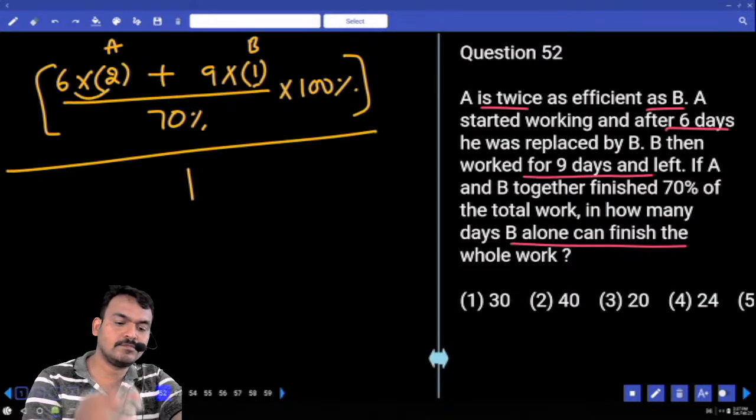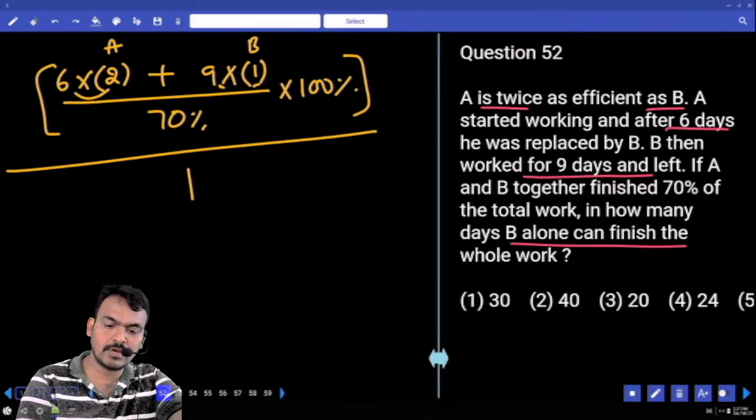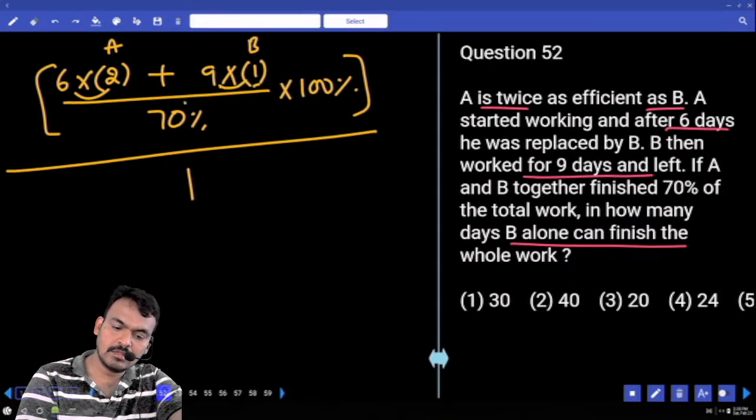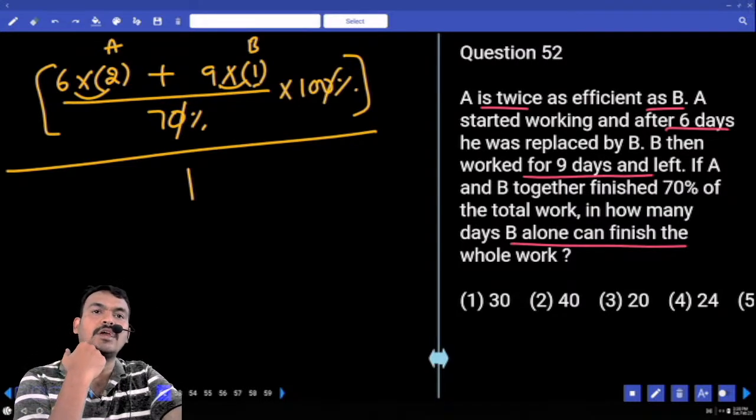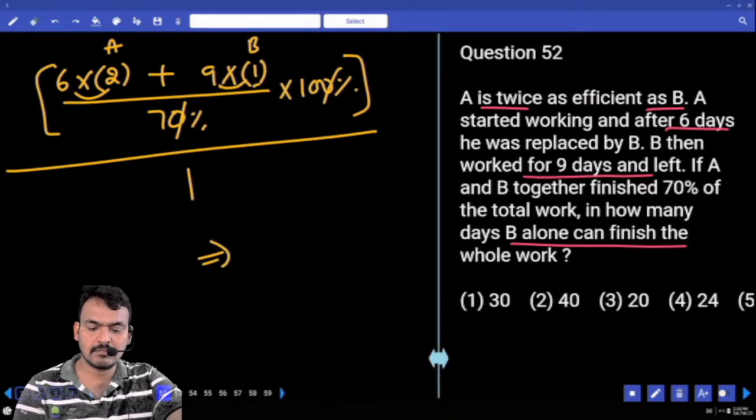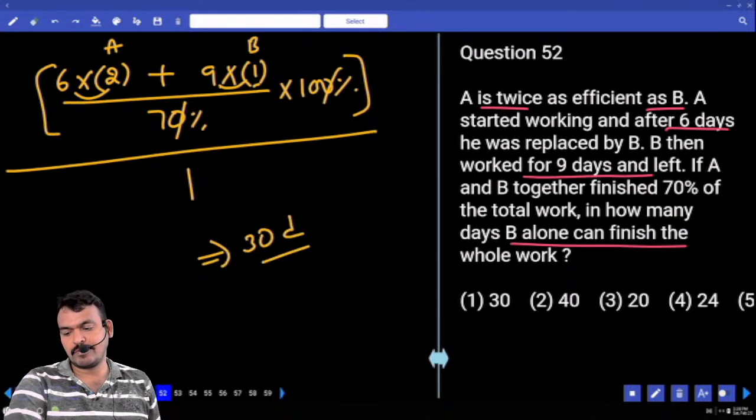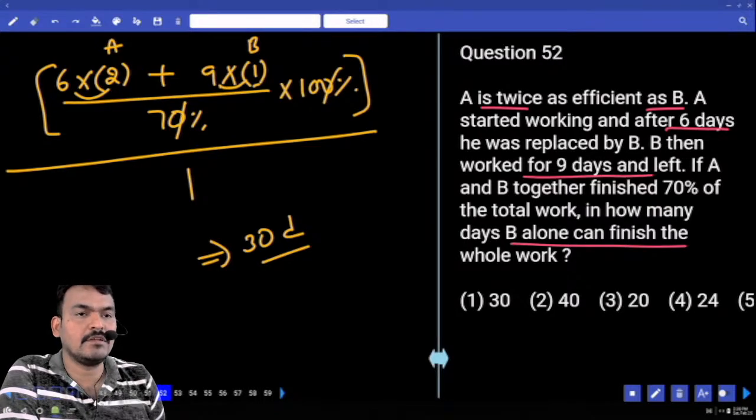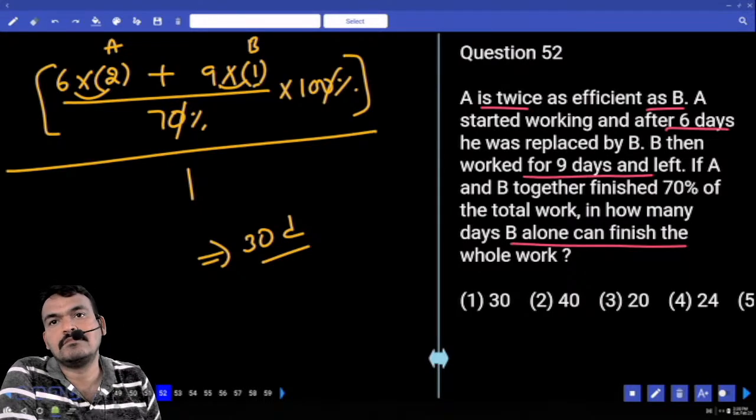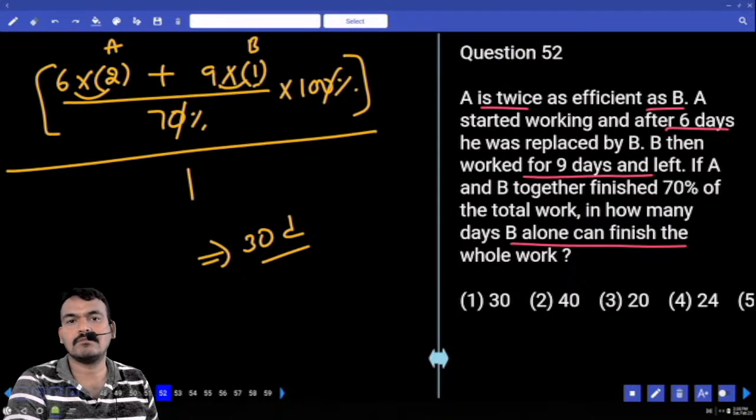6 into 2, 12. 9 into 1, 9. Total 21. Okay. 0, 0 cancel. 7 how many times 21? 3 times. 3 into 10, 30 or not? How many days? 30 days or not? Suppose if required A alone, the denominator we take 2 or not? Then answer 15 days or not?